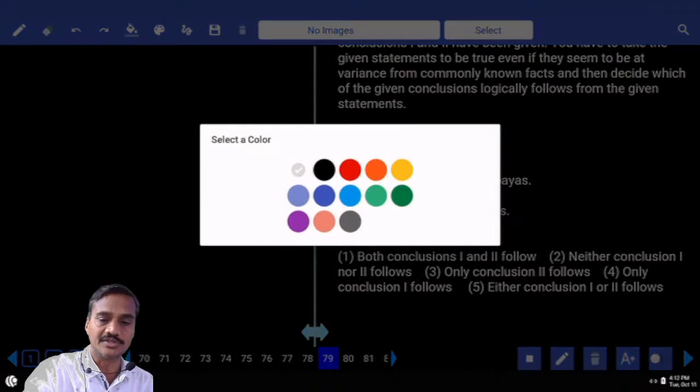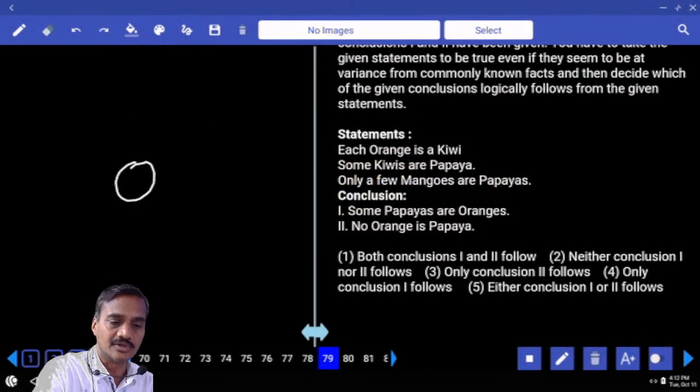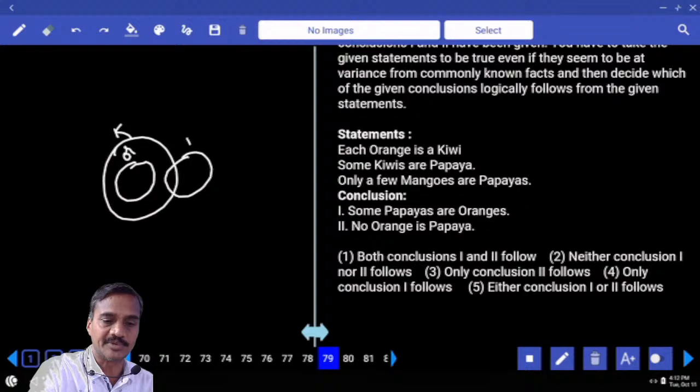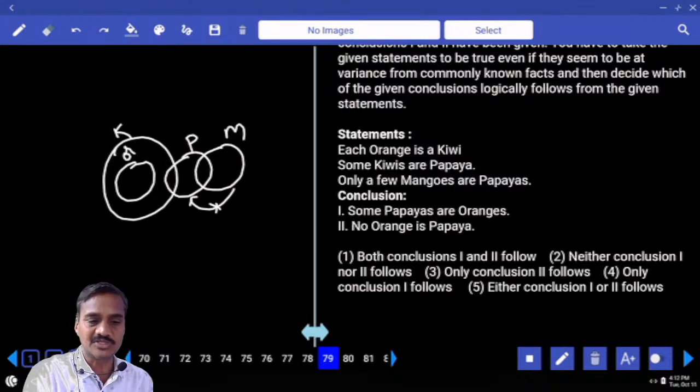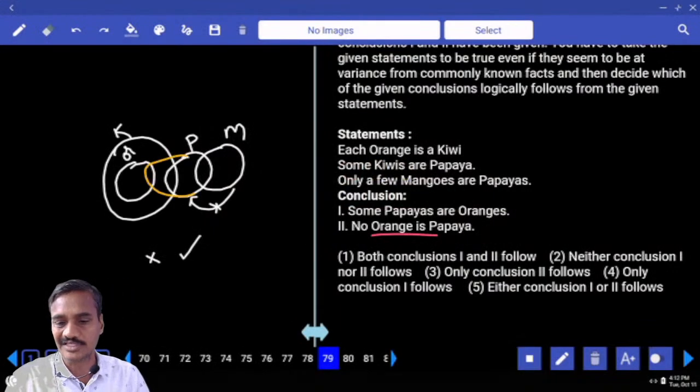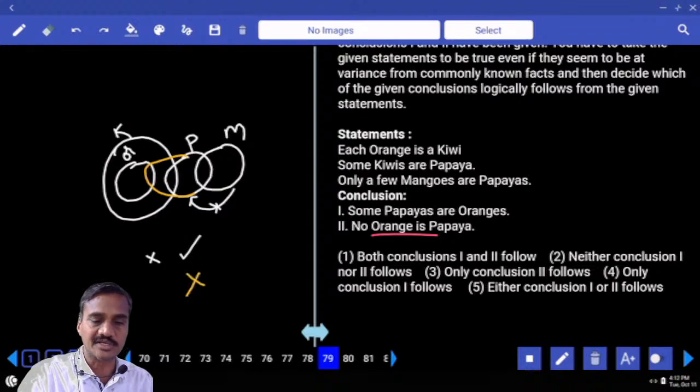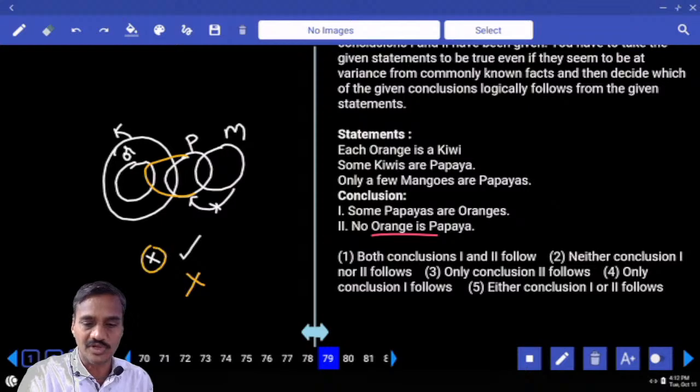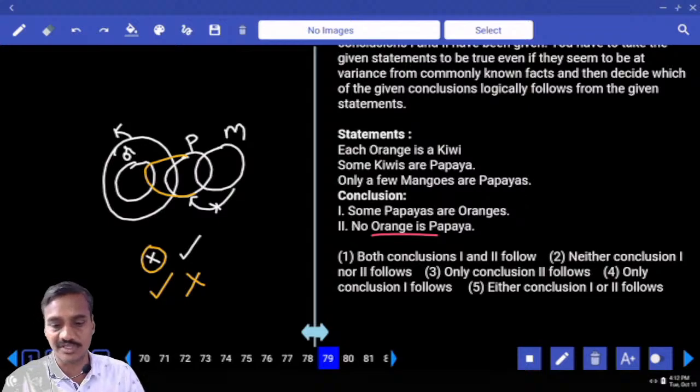79, each orange is kiwi. Now this is orange which is kiwi. Every orange is a kiwi. And some of the kiwis are papayas. And only a few mangoes are papayas. Only some of the mangoes are papayas, but not all. Some papayas are orange, that is false. No orange is a papaya, definitely true. No orange is a papaya, true, and yet false. Some oranges are papayas. Orange and papaya. In the alternate diagram, the conclusion is true, while the previous conclusion was false. Some papayas are oranges. Now it has become true. Hence, what is your answer? Either 1 or 2.